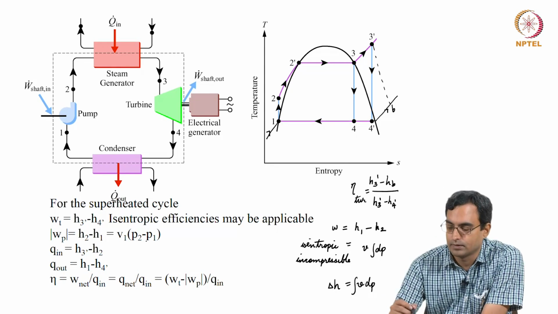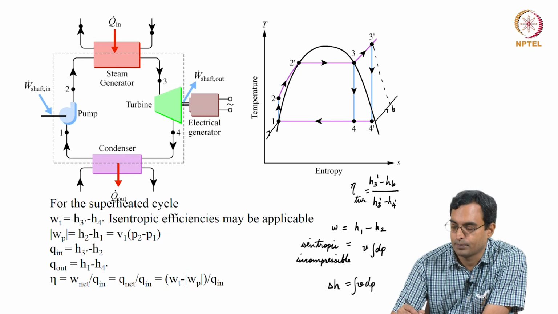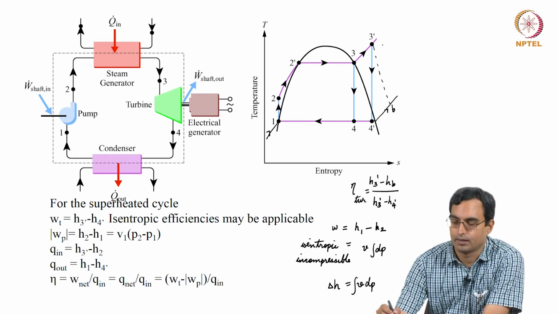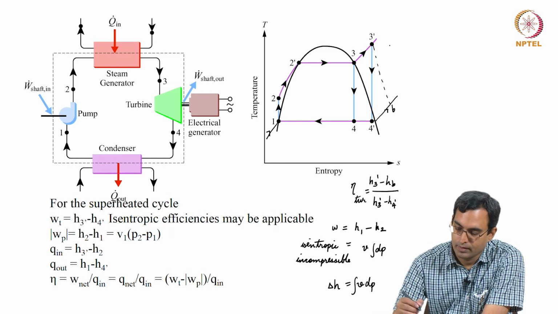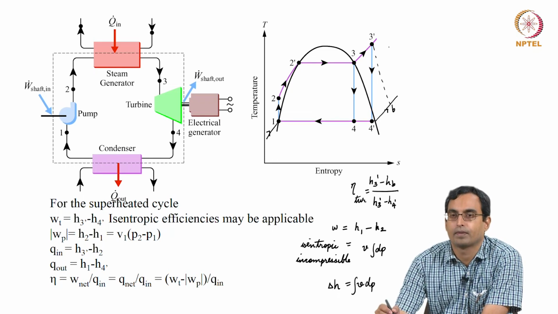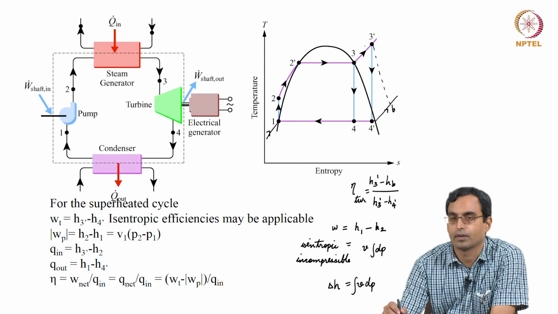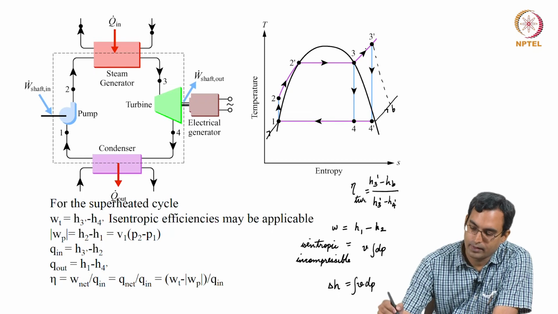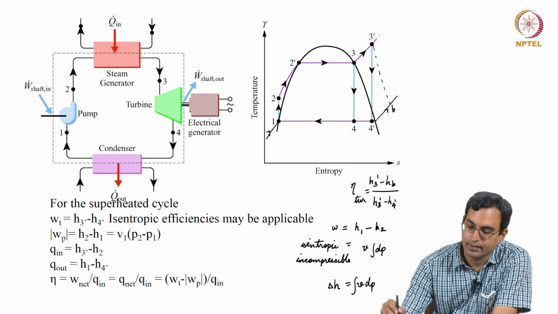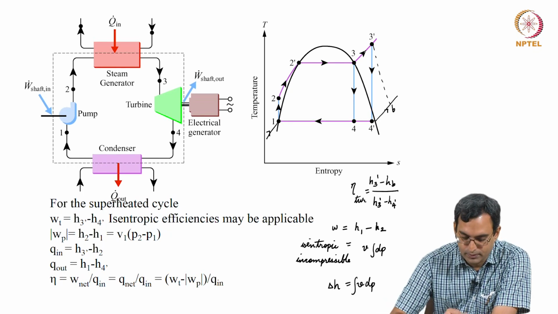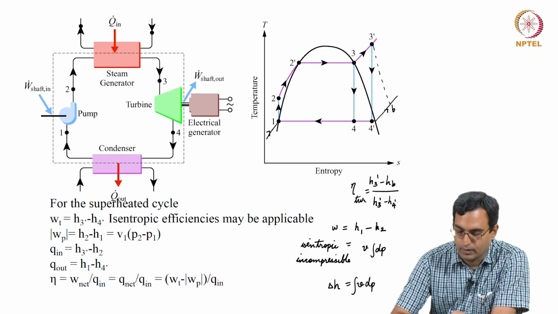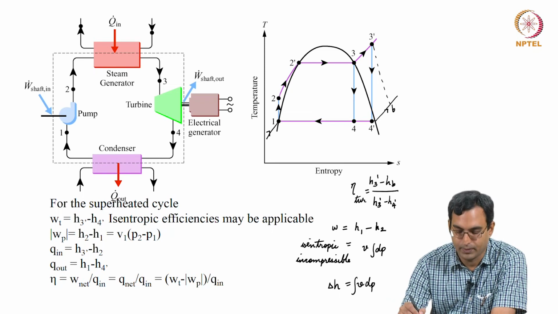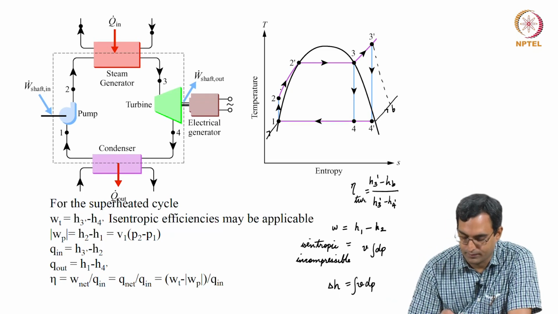The heat input is essentially whatever is given in this process from 2, 2 prime, 3, 3 prime, the heat input which is given in the boiler. This is a constant pressure process. So, from the first law, for a constant pressure process, ignoring changes in kinetic energy and potential energy and so on, we are left with Q input as the enthalpy of the outlet minus the enthalpy of the inlet, which is what we get from the first law.